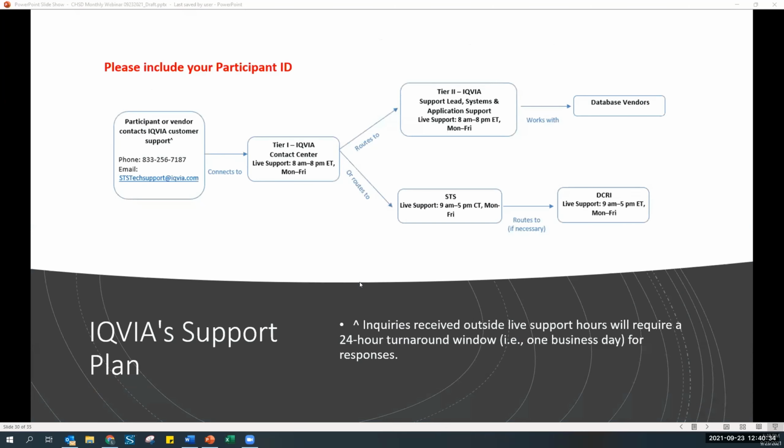All right. Our typical ending slides here, IQVIA support plan. Again, just please include that participant ID number when you contact both STS and IQVIA. Greatly appreciated and helps us work our way through those questions and tickets more efficiently.